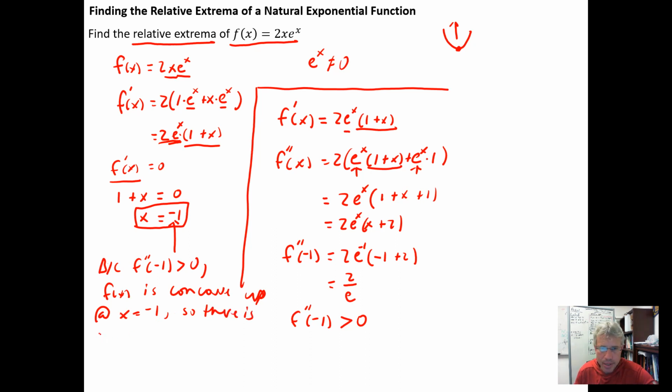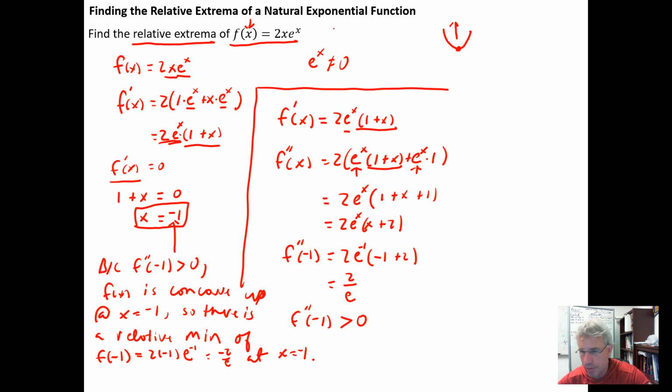So there is a relative minimum, and if you want to know what the minimum is, then you can just plug your -1 into the original function. A minimum of f evaluated at -1, which is just going to be 2 times -1 times e to the -1, which is just -2 over e. So there's a relative minimum of -2 over e at x equals -1. So there's the relative extrema of the function f of x.